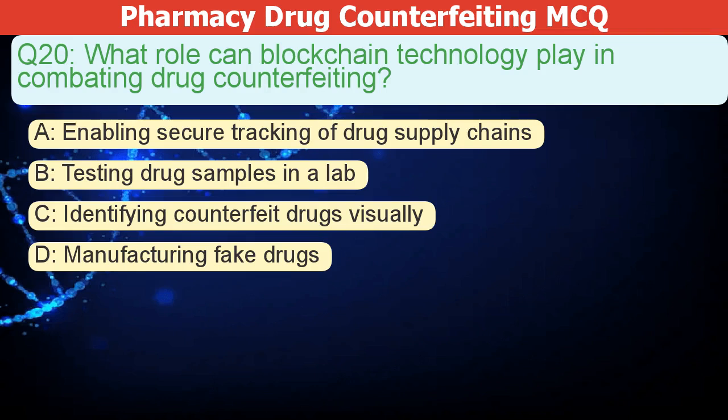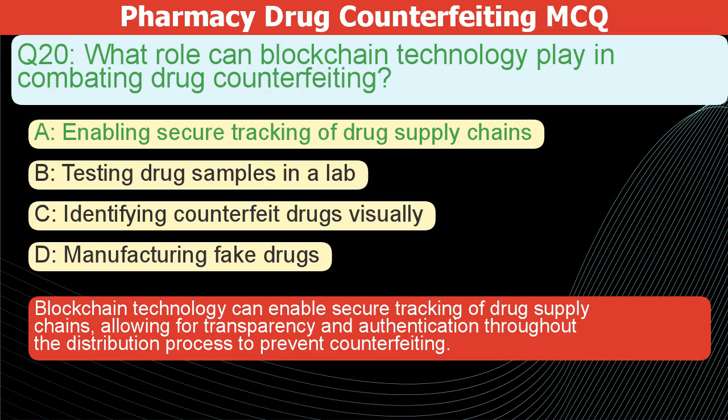What role can blockchain technology play in combating drug counterfeiting? A. Enabling secure tracking of drug supply chains. B. Testing drug samples in a lab. C. Identifying counterfeit drugs visually. D. Manufacturing fake drugs. The correct answer is A. Blockchain technology can enable secure tracking of drug supply chains, allowing for transparency and authentication throughout the distribution process to prevent counterfeiting.